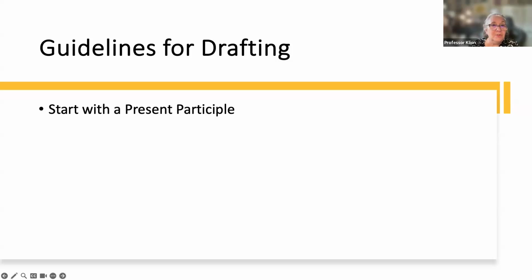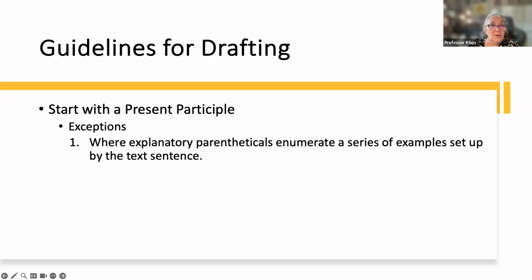There are two exceptions to the present participle rule. The first exception is where the explanatory parenthetical is going to enumerate a series of examples set up by the text of a sentence. Oh, Professor Cleon, what the heck does that mean? Well, here you go.